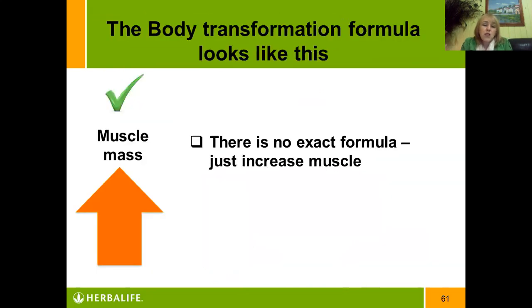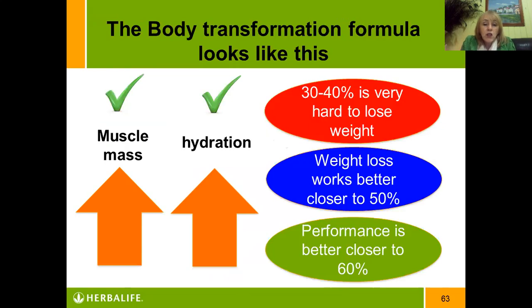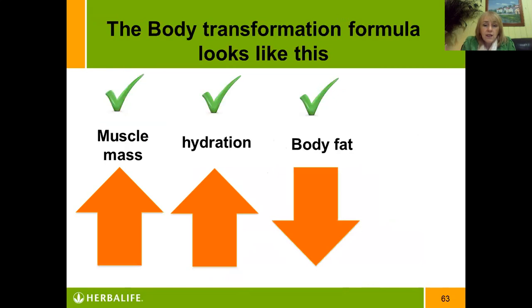The body transformation formula looks like this. We increase the muscle mass. There's no exact formula, just increase your muscle mass. You increase your hydration, as I mentioned earlier, and it's very hard for people to lose weight if the hydration levels are about 30 to 40%. Weight loss works better closer to 50%, and performance is even better closer to 60%. And then you will find people's body fat has decreased at the same time.